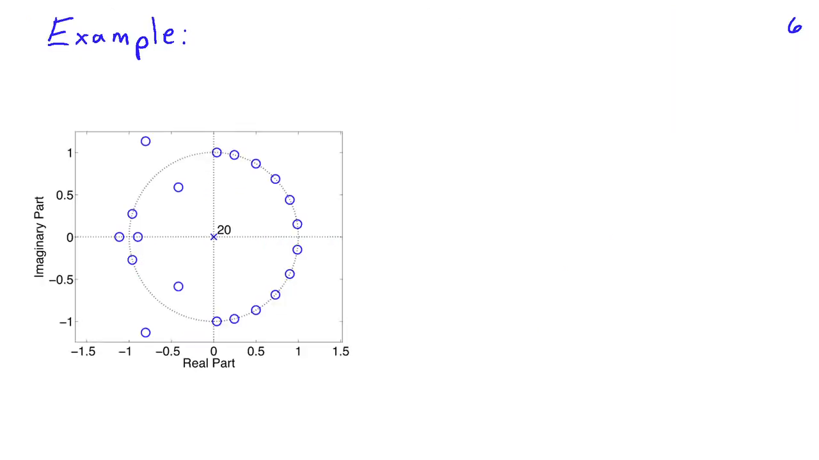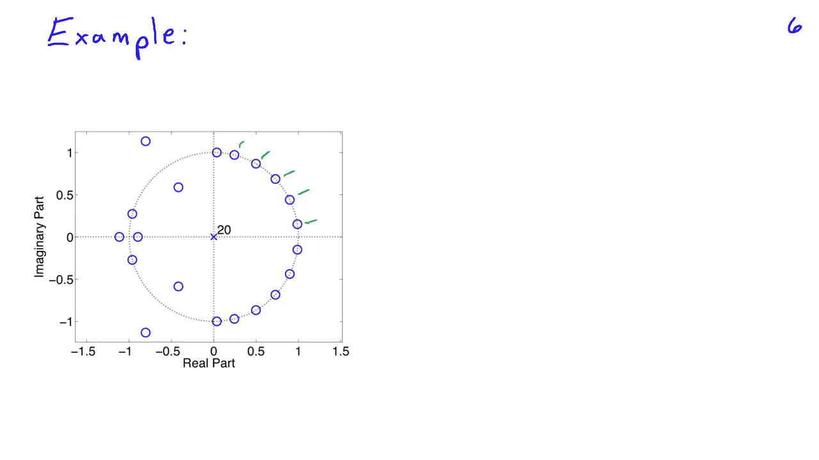Take another example. In this case, we have 20 zeros distributed throughout the z-plane, and all 20 poles are at the origin. So poles or zeros at the origin don't affect the frequency response magnitude at all, because the distance from the unit circle to the origin is always 1. So in this case, the zeros are going to entirely define the behavior of the system. And I know that these zeros on the unit circle are going to cause me to have frequency response magnitude 0 exactly at those frequencies.